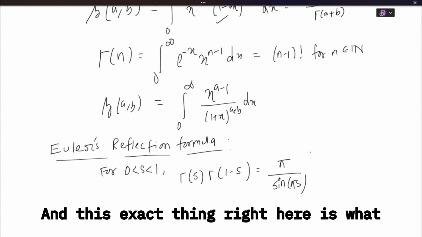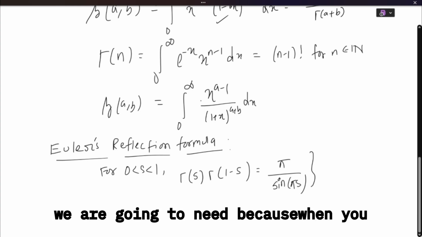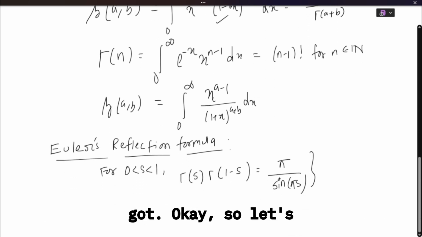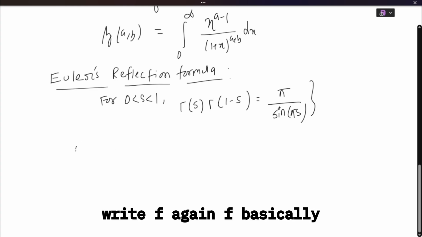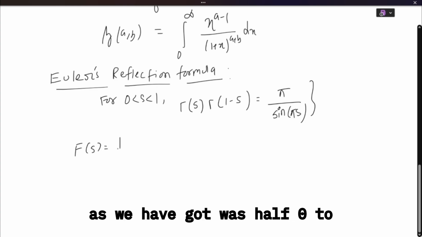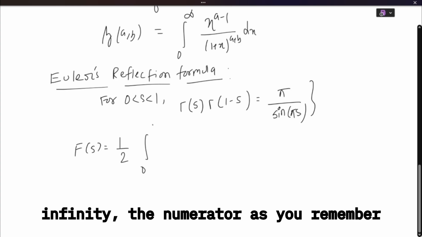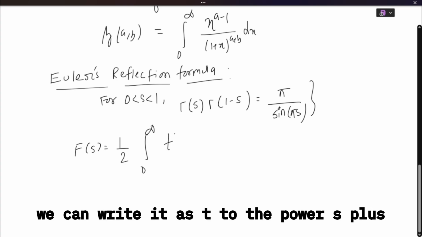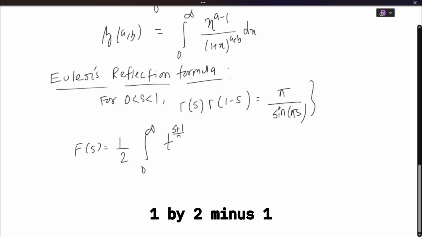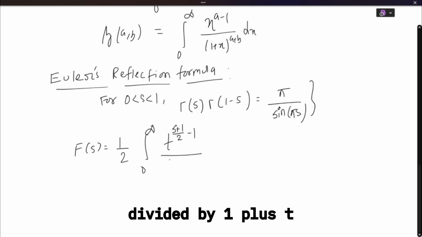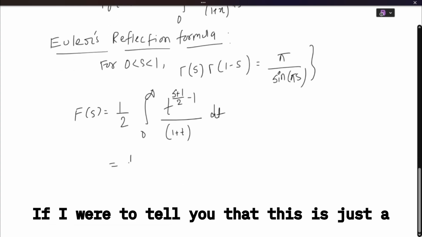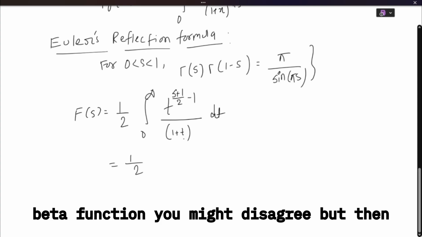And this exact thing right here is what we are going to need, because when you see this integral, let's write f of s again. F of s, as we have got, was half the integral from 0 to infinity. The numerator, as you remember, was t to the power (s minus 1) by 2. We can write it as t to the power (s plus 1)/2 minus 1 divided by (1 plus t) dt. Now, if I were to tell you that this is just the beta function, you might disagree.